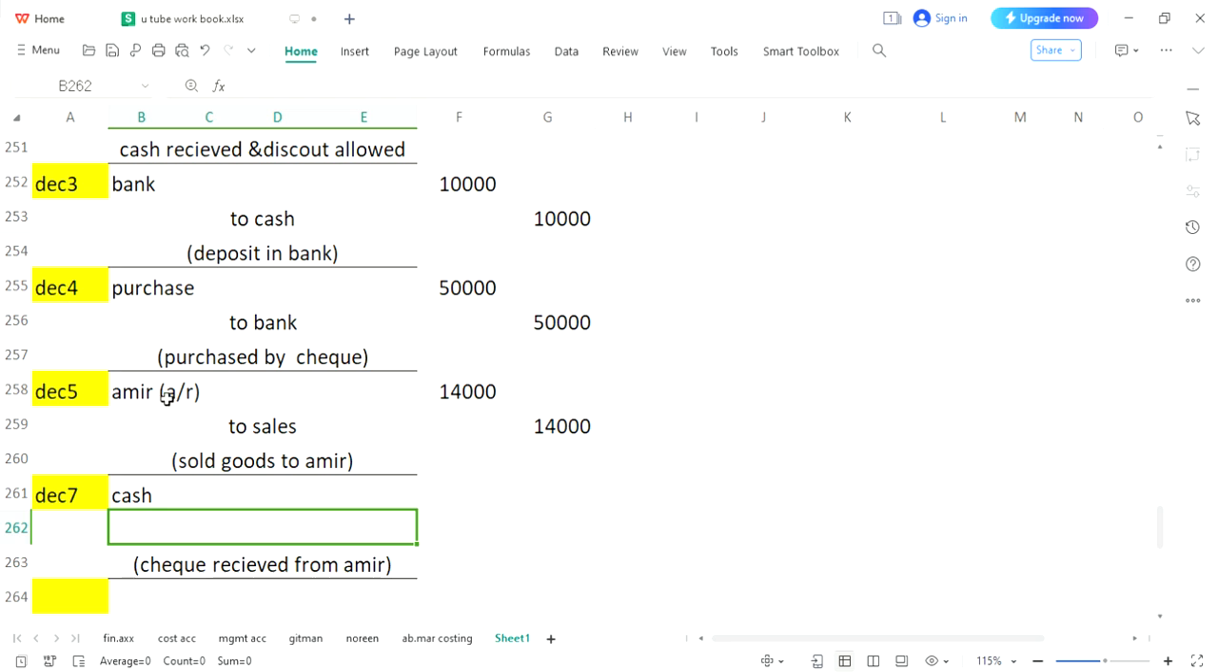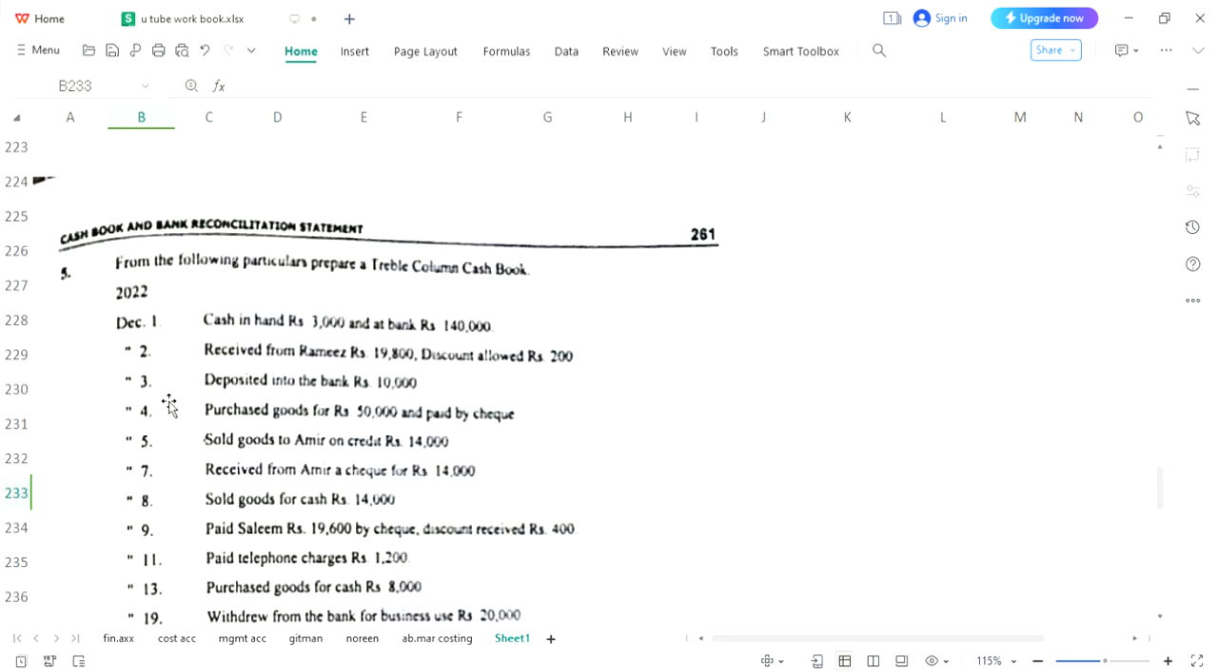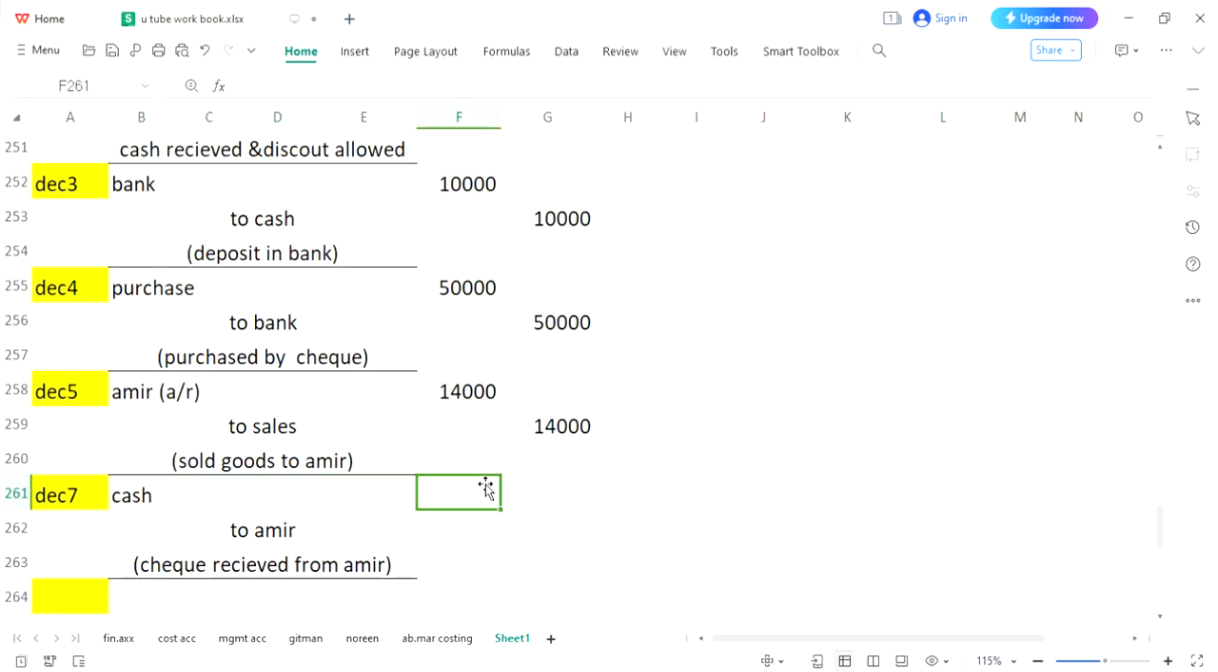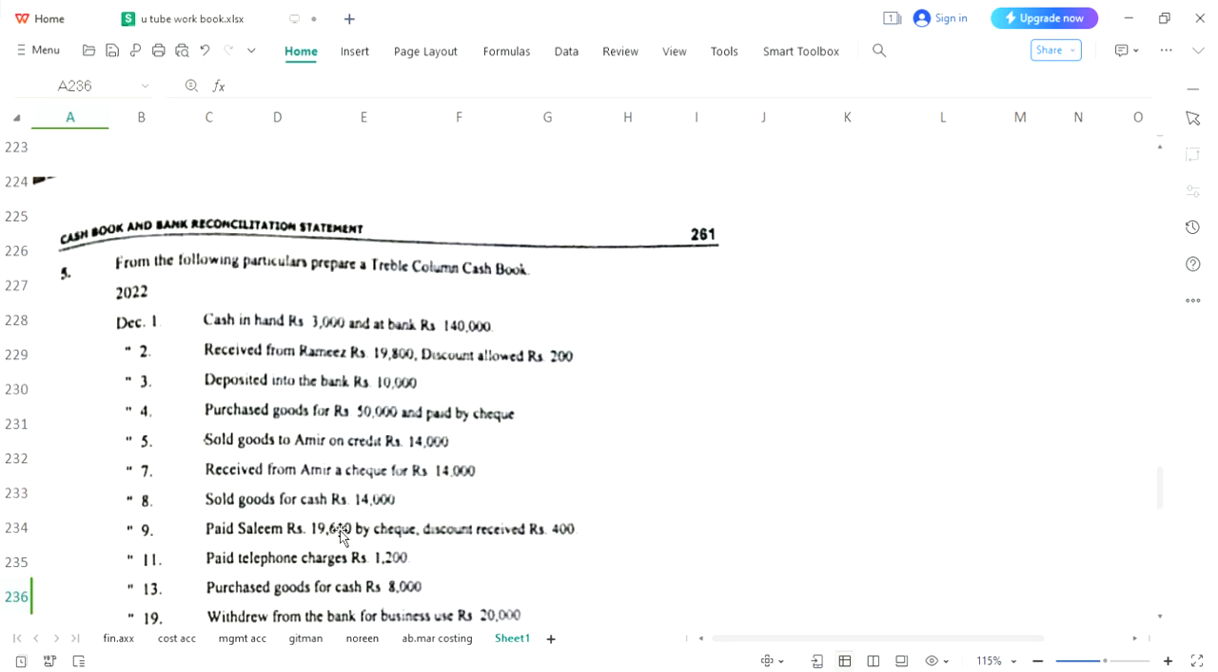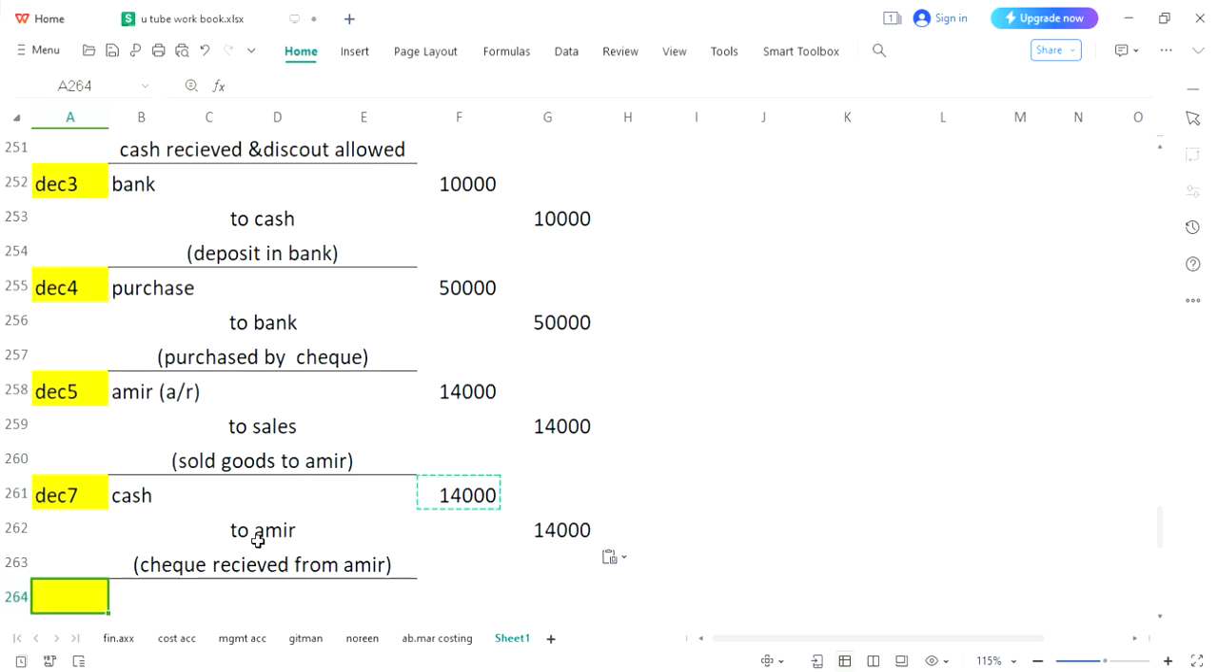He is no more our asset. Asset has been decreased. Decrease in asset should be credited. So we will mention Amir at credit side. December 7. How much amount? Whole of the amount we have received, 14,000 would be written on debit side and same amount we will mention on credit side. December 7 is completed. Cash to Amir.